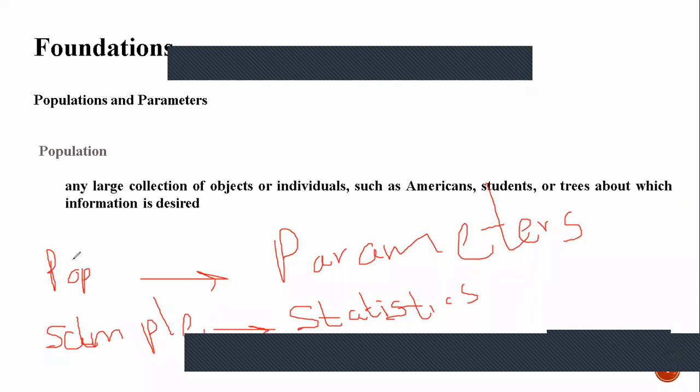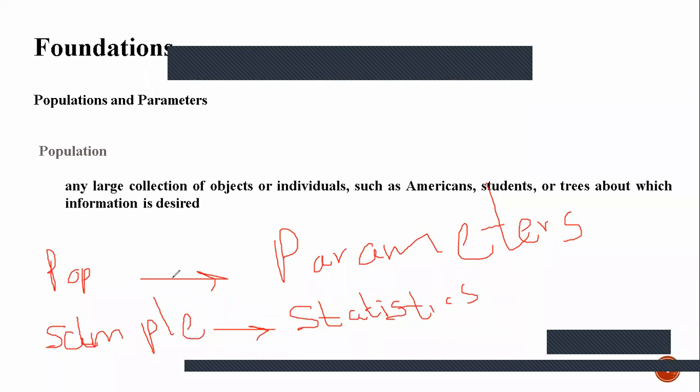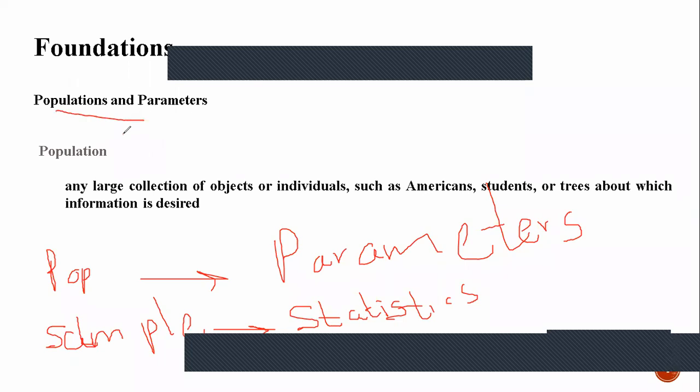So for the populations, we generally explain these populations by using parameters. But for the samples, we have to define statistics. That is the main difference. So here what will happen for the populations and parameters?